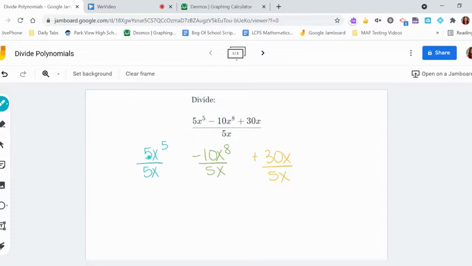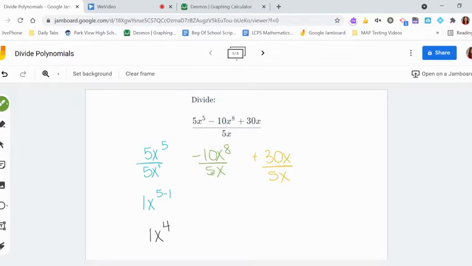5 divided by 5, you're going to divide the coefficients. 5 divided by 5 is 1. And you're going to subtract. Remember, when we do our division, when we have exponents, we're going to subtract. So 1x to the 5 minus 1, which is 4. So my answer part of this is going to be 1x to the 4th power.